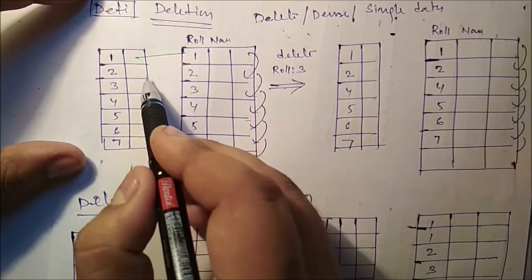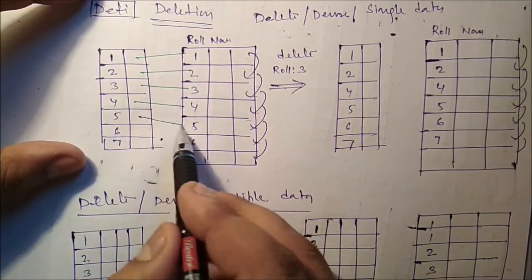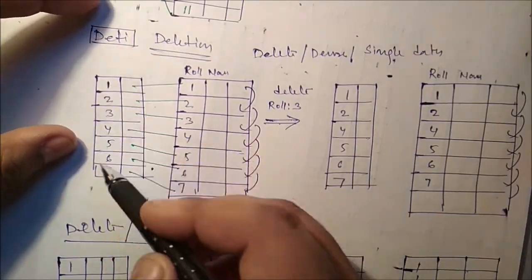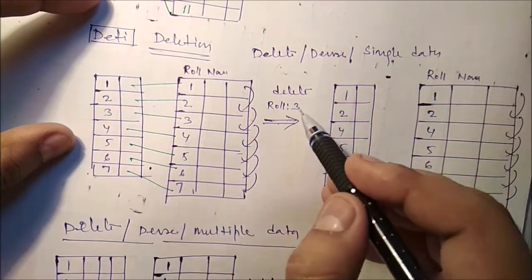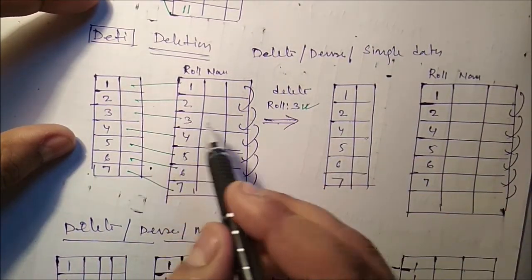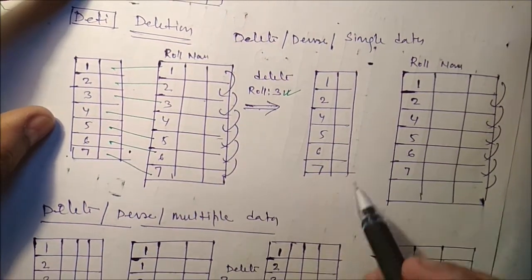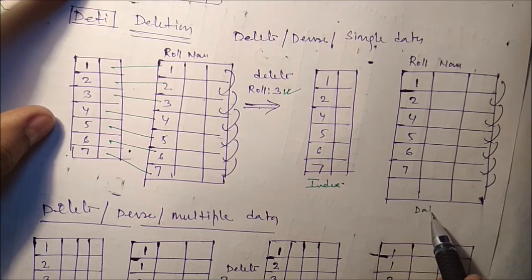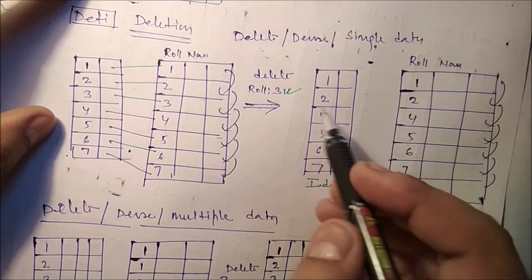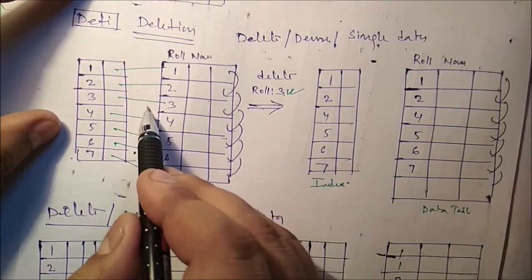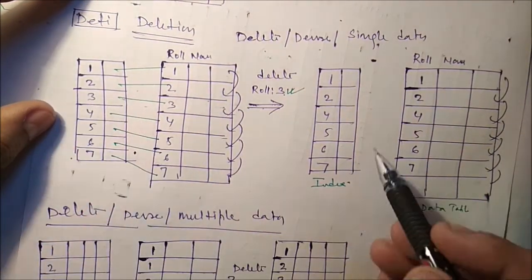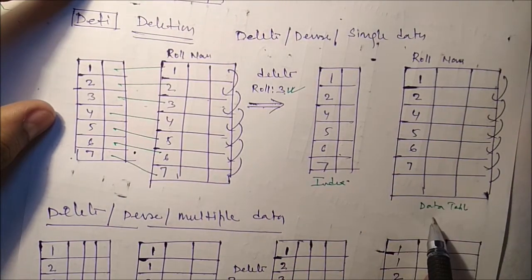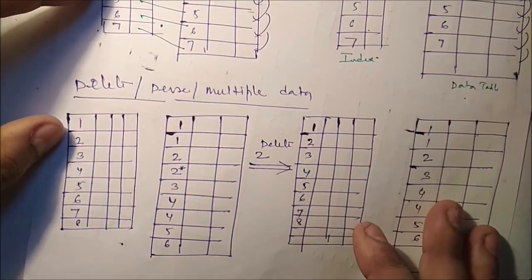Now we can see this is our existing data file and the index table, with address 1, address 2, 3, 4, 5, 6, 7. So it is dense. Dense means each and every search key must be present in this index table, and we have to delete roll number 3. So you have to update the index table as well as the data table. We can delete it from this part as well as this part. We have to remove roll number 3 from the index table as well as from the data table. Are you getting this one?